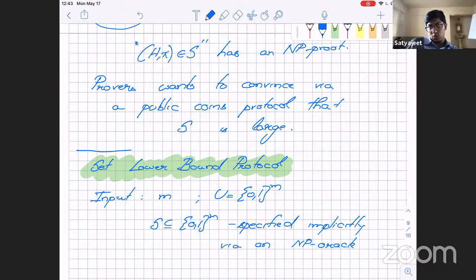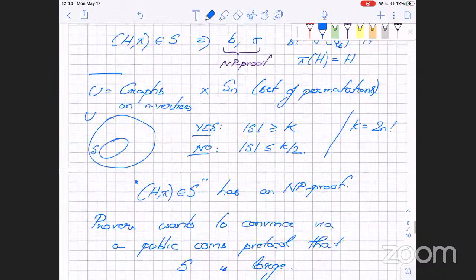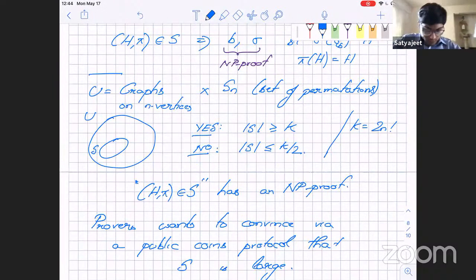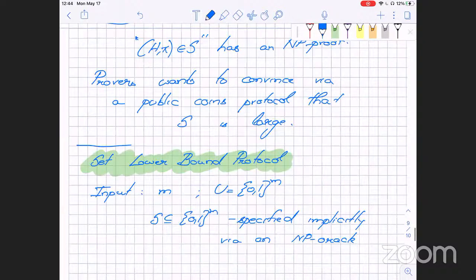Prahladh, what was U? U is the universe. U over here was graphs cross Sn. Okay. So in other words, this can be viewed as {0,1}^(n^2) cross {0,1}^(n log n). Any graph can be written as an n squared matrix. I'm viewing it that way. A permutation can be viewed as an n log n string. So the m which I had here is n squared plus n log n. It's some encoding of the input.